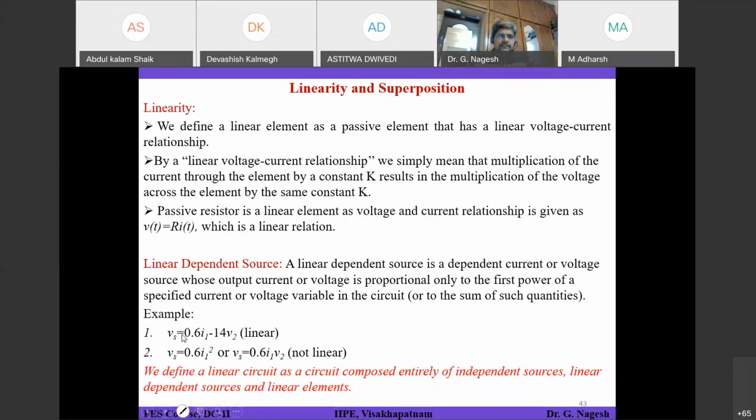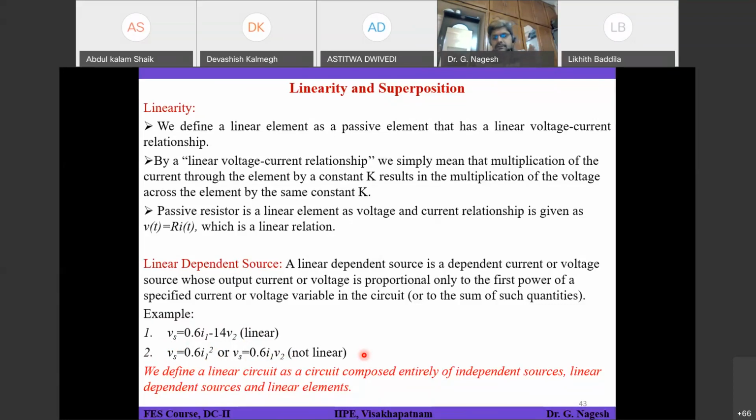This can be called a linear dependent source because it is depending only on power 1, I1 power 1 only. If the output voltage of a dependent source depends on I1 squared times some constant, or on the product of V1 and I1 or V2 multiplied with some constant, this kind of scenario is called a non-linear dependent source. This is how you differentiate between a linear and a non-linear dependent source.